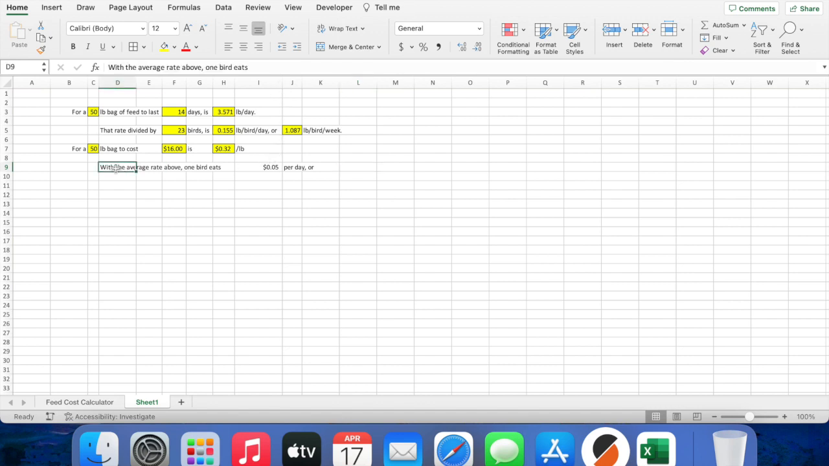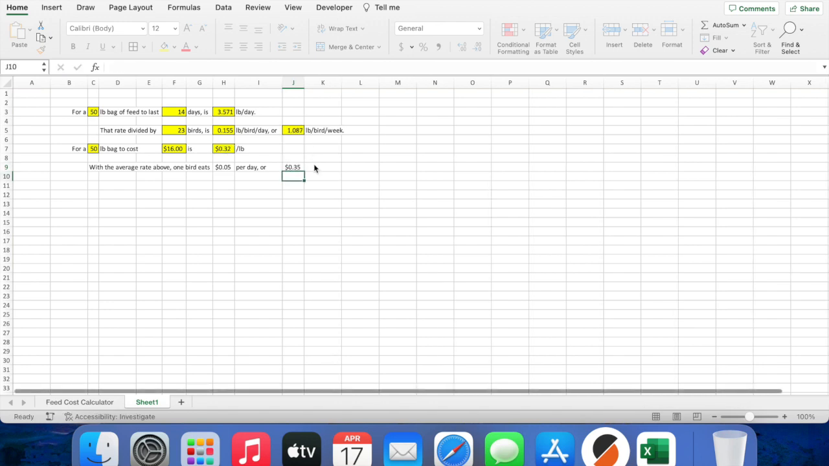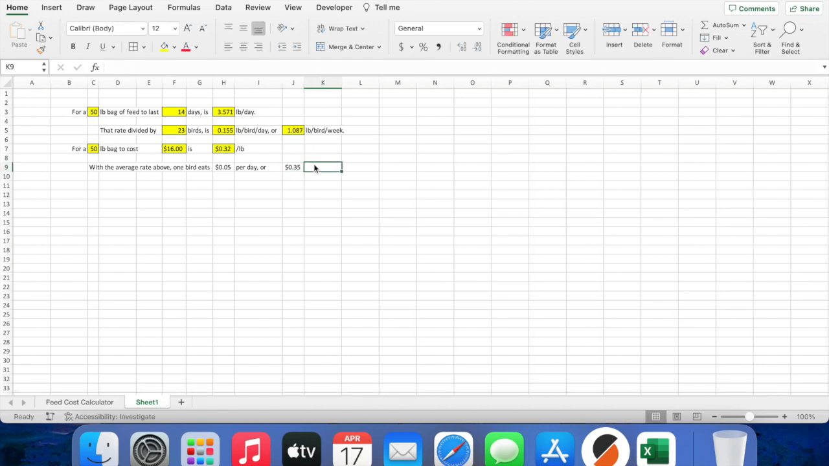I'll do a little cleanup on this real quick. Move this over, put this value there. So a nickel per day per bird, or price per pound times that week value, 35 cents a week per bird. Again, some formatting.